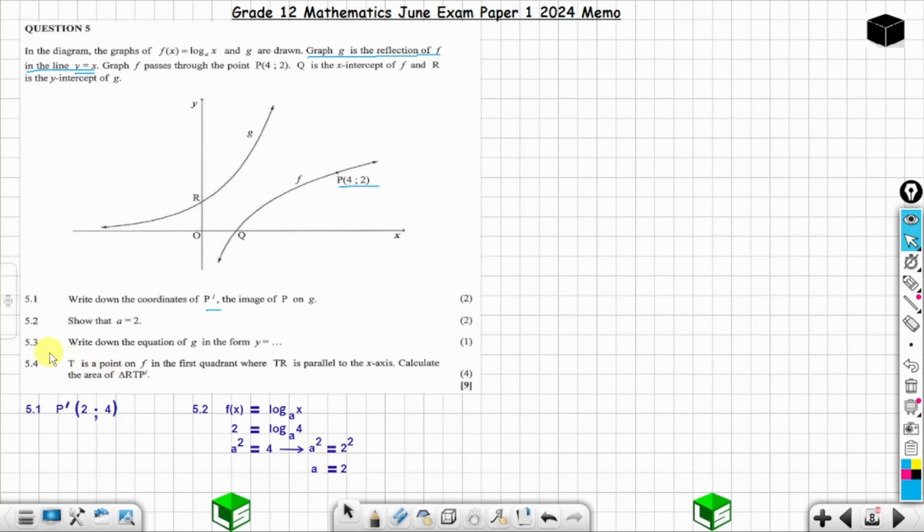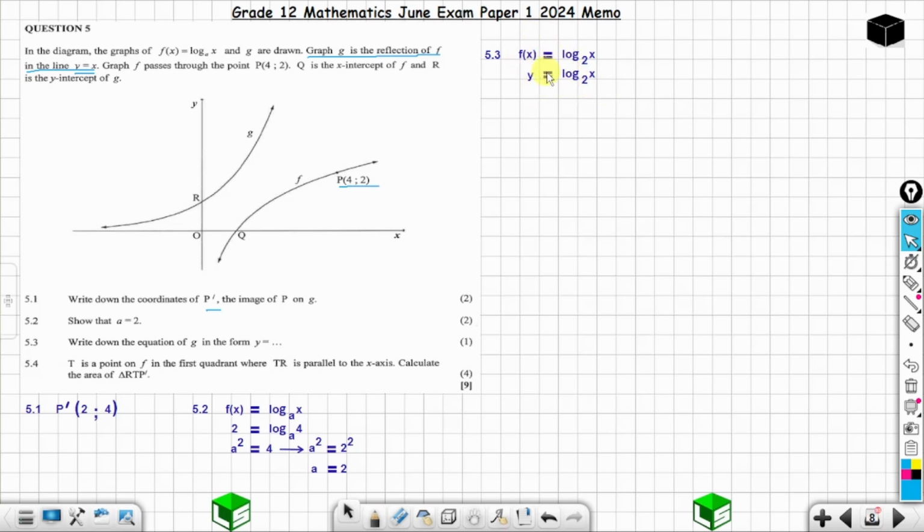Now question 5.3, write down the equation of g in the form y is equal to, 1 mark. G is the inverse of f. So we are going to use the equation of f to find the equation of g. So you are given f of x is equal to this. Remember a is equal to 2. So this is f of x. Let's change f of x to y.